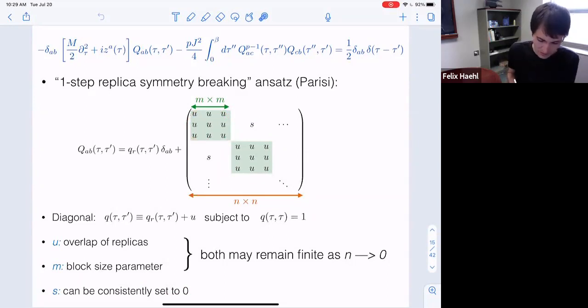Now, note that we have introduced new parameters into the game. In addition to the time-dependent two-point functions, we now have various constants that we're going to have to worry about. One of them is this U, the order parameter for the glass phase. Another parameter that we introduced is M, which is the size of these blocks. We're going to have to figure out how to determine all these parameters.